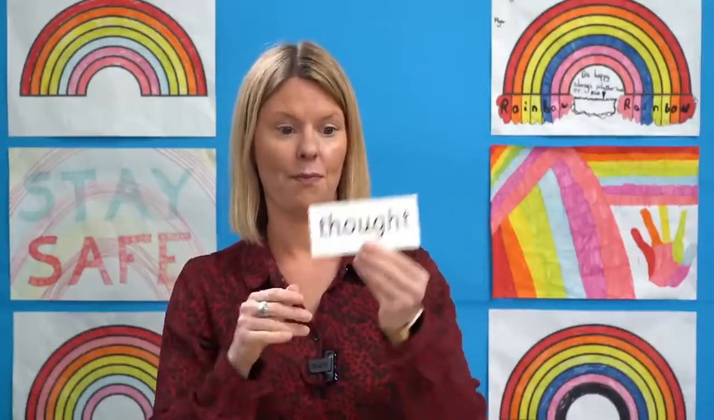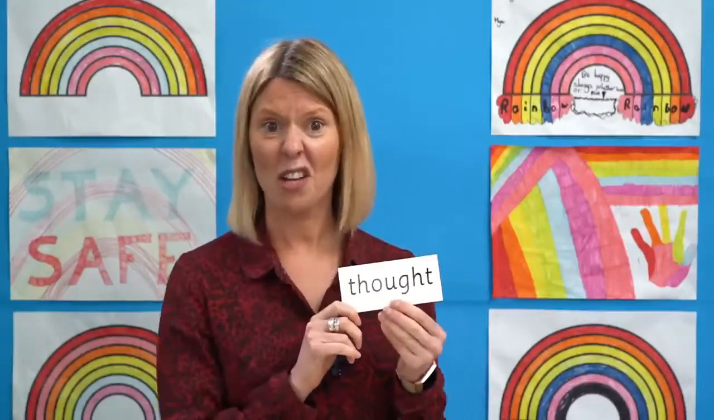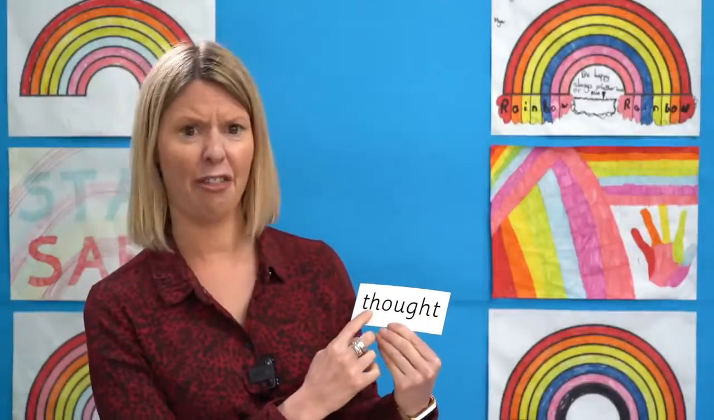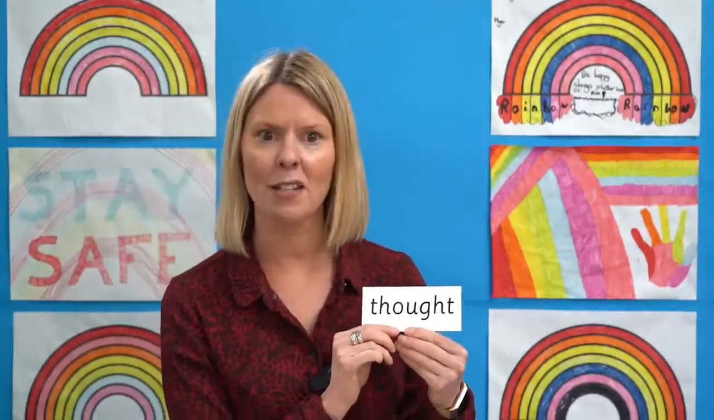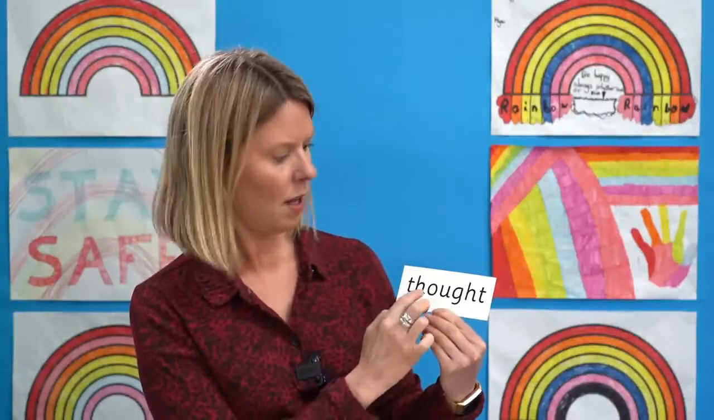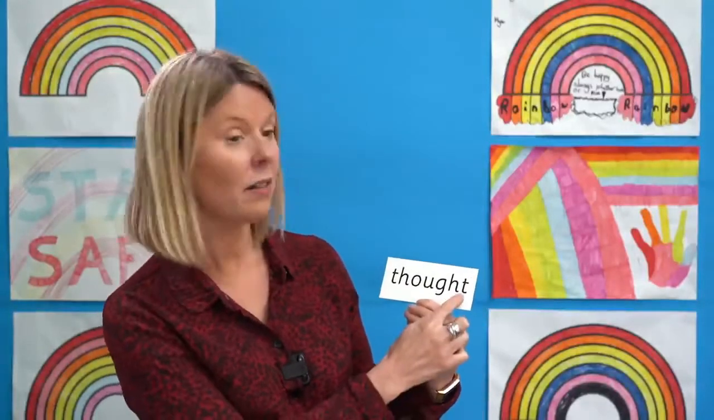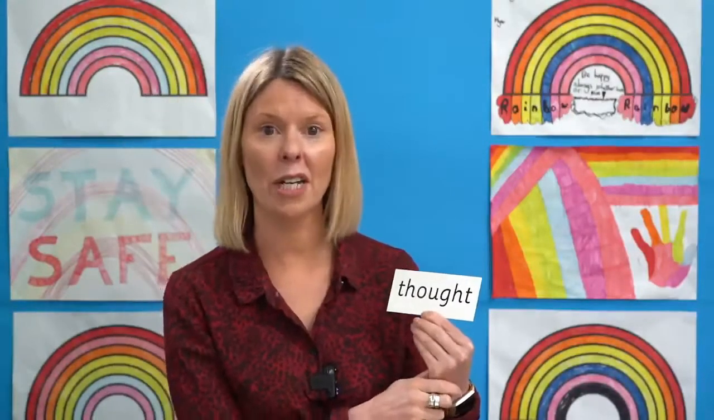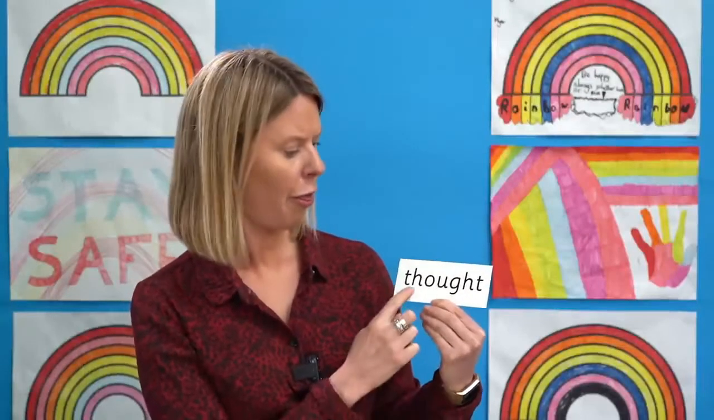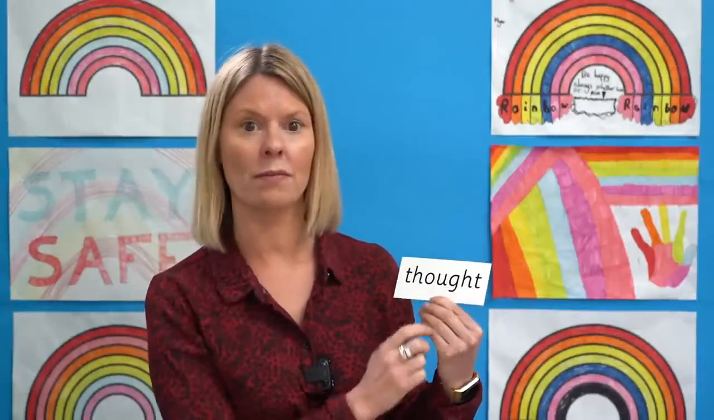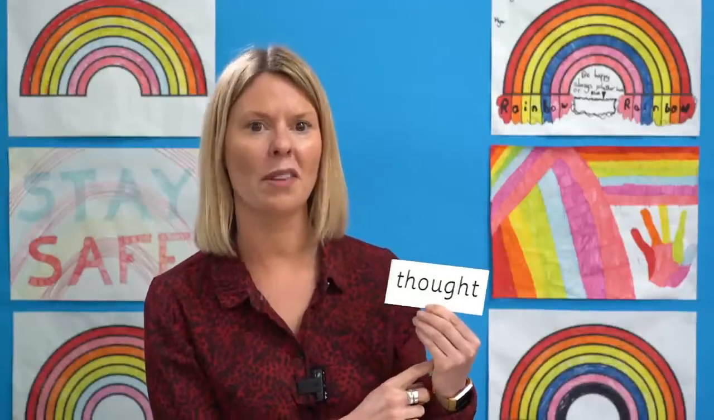Let's learn to read a tricky word. We are going to learn to read the word thought. Well, the first bit is easy, but the second bit is tricky. It says or, and the end is easy again. T. When I read it, I say ought. Now read the word with me.